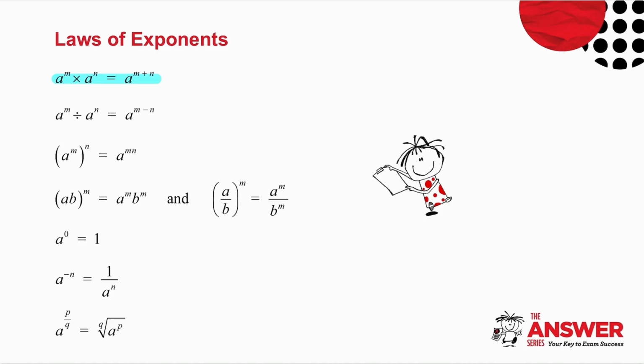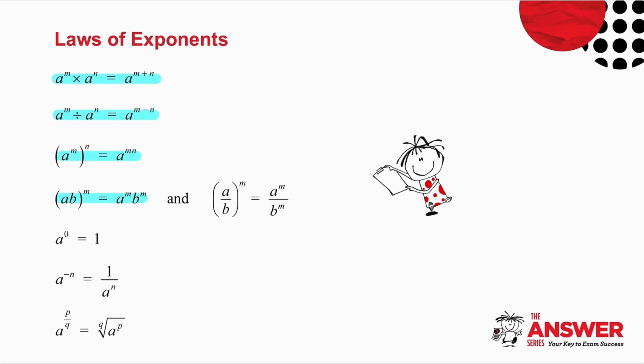In exactly the same way, a to the m divided by a to the n is a to the power m minus n. If I've got a to the m to the power n, in other words, two exponents next to each other, I multiply them and I get a to the power mn. If there is one term inside the bracket, ab to the m, then the exponent belongs to both of those bases. So ab to the m is a to the m times b to the m.